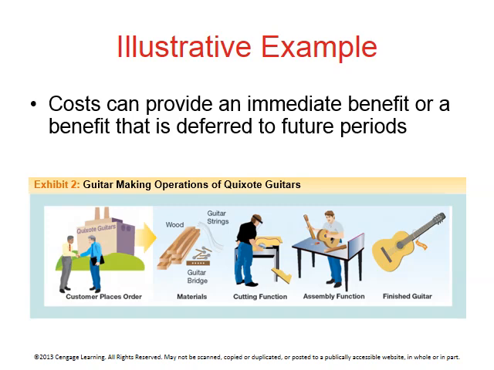So if you look at Quixote guitars, a customer places an order for a guitar, they gather the materials, they build the guitar, and then they have a finished guitar for sale. So the costs incurred for buying the materials, paying the guy to cut the wood, and paying the guy to assemble are all incurred so they can get to that finished guitar and sell it.